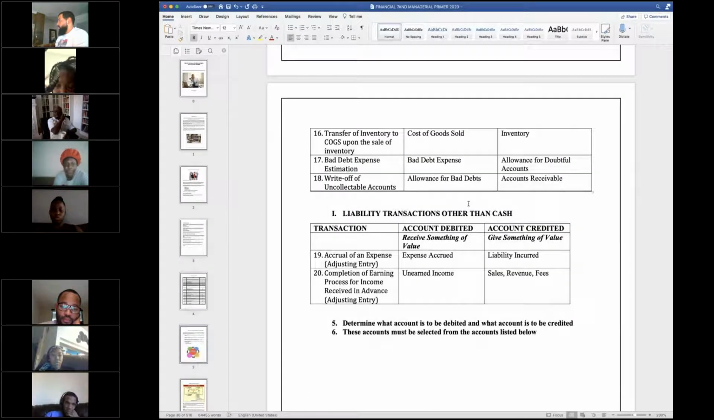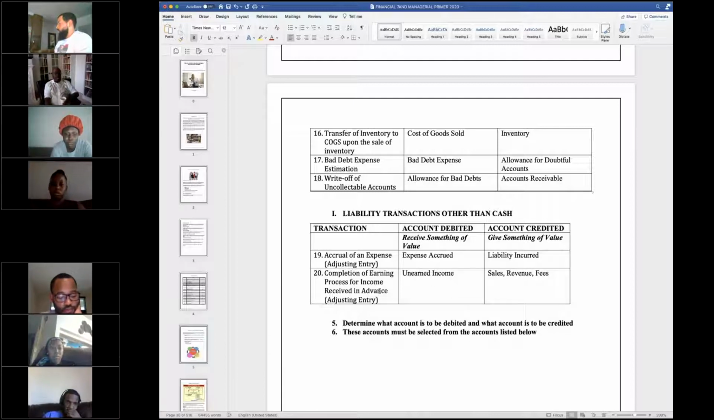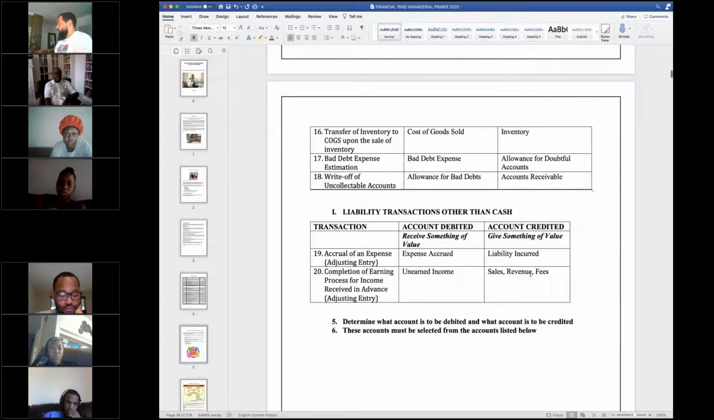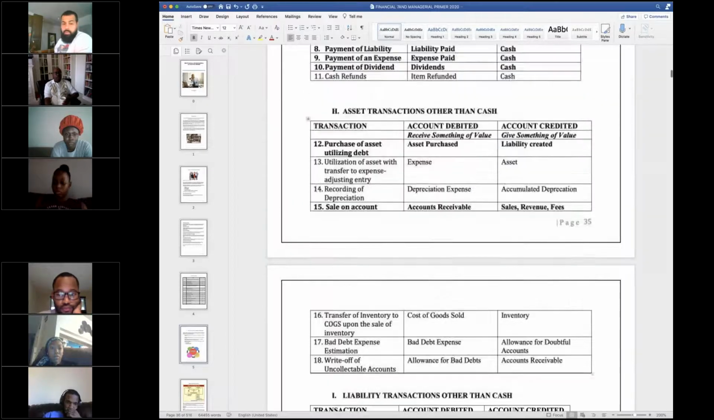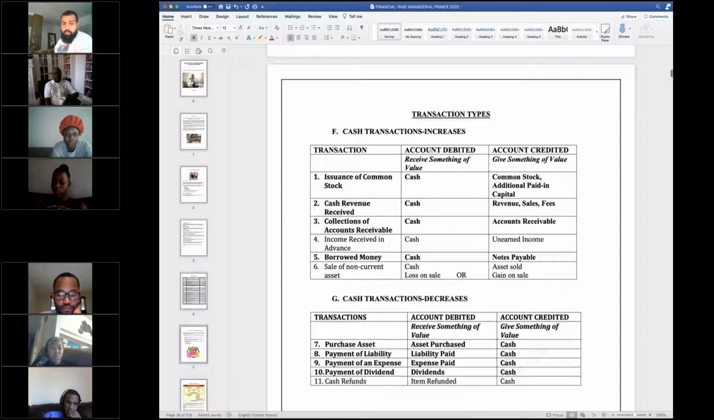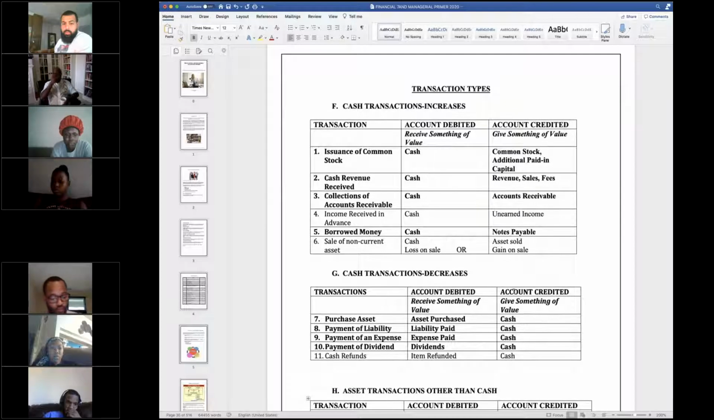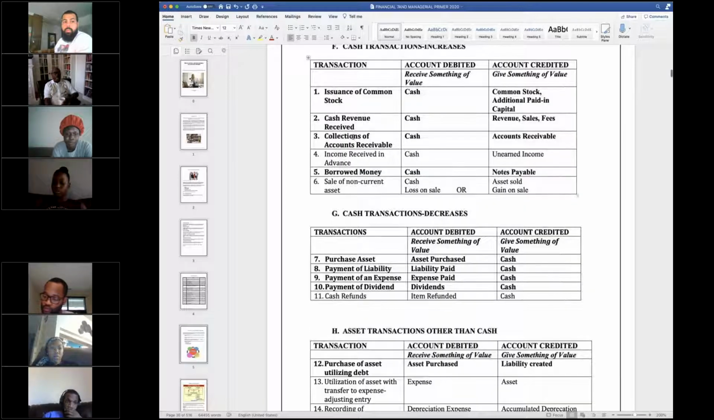Liability transactions other than cash: accrual of an expense, which is an adjusting entry, and completion of the earning process for unearned income. So that's an adjusting entry. So when you have those transactions, whether it's the continuing students for those 12 or 13 easy journal entries you got, you pick out the type, and then you use this as a guide to make the journal entry.